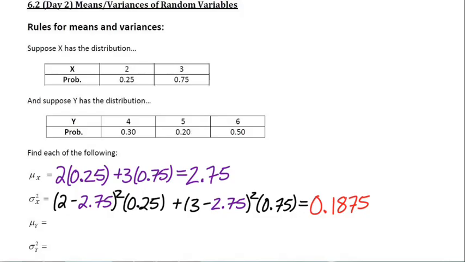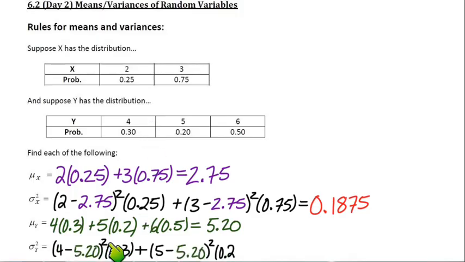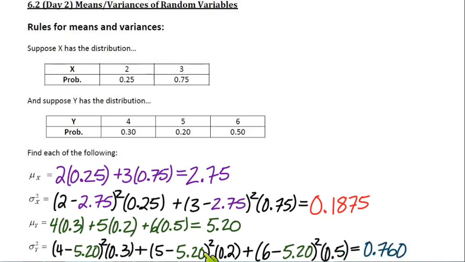Okay, and now let's talk about the y distribution. So y is our other random variable. What would the mean of y be? So let's take 4 times its weight, right? Each one of these categories has a weight, and then we add them all up. We had 5.2 for the mean of y. And then for the variance of y, sigma squared, take each value, subtract the mean, square it, multiply by the probability. So we have 0.760 for the variance of y.